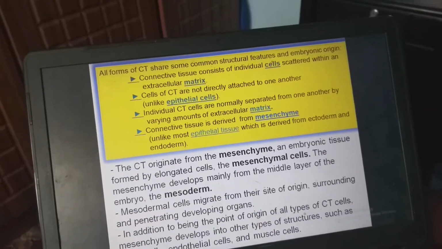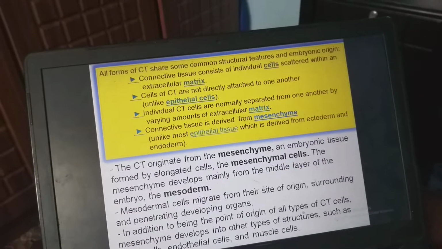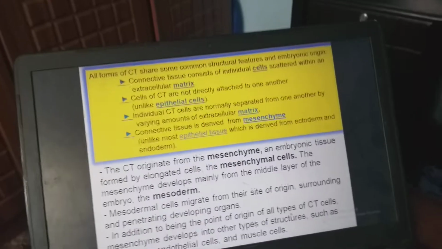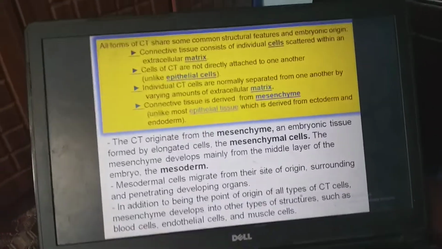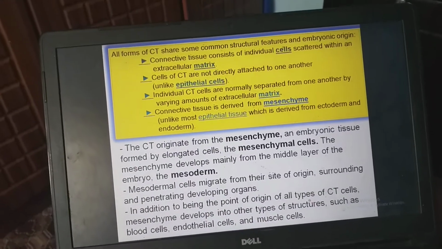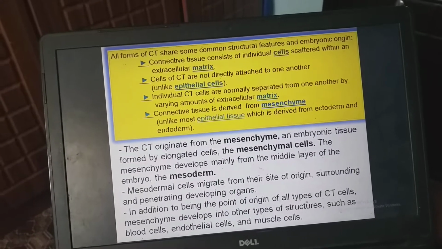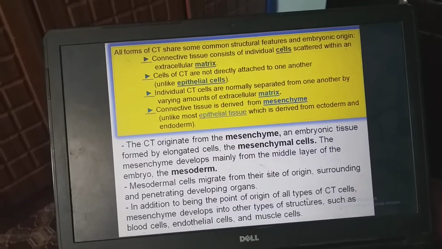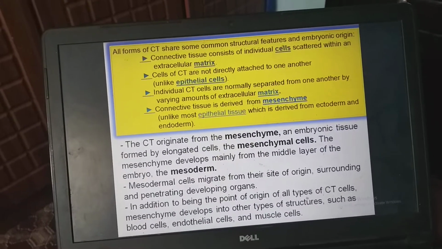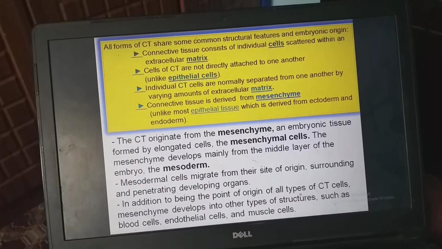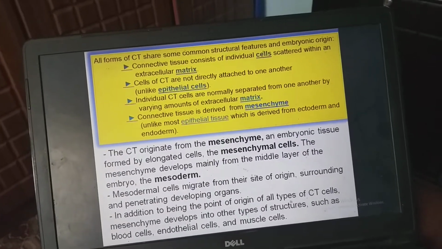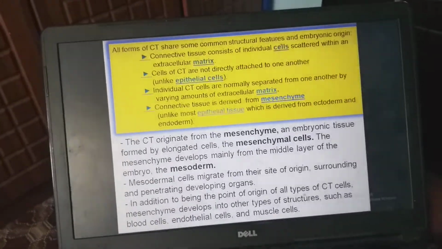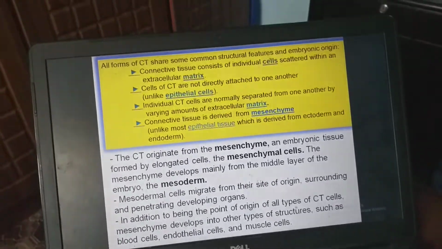Good. So connective tissue has major characteristics. This connective tissue consists of individual cells scattered within extracellular matrix. That means the cells of connective tissue are not directly attached to one another, unlike epithelial tissues. Individual connective tissue cells are normally separated from one another by what? Extracellular matrix. And connective tissue is derived from mesenchyme, unlike most epithelial tissue, which is from ectoderm and endoderm. So don't forget this one.